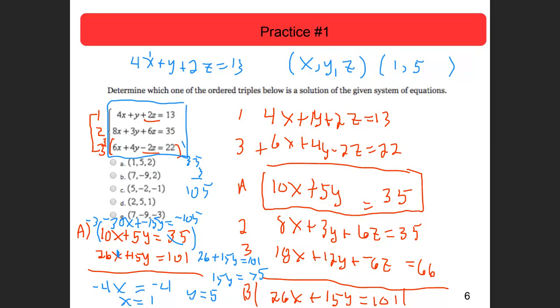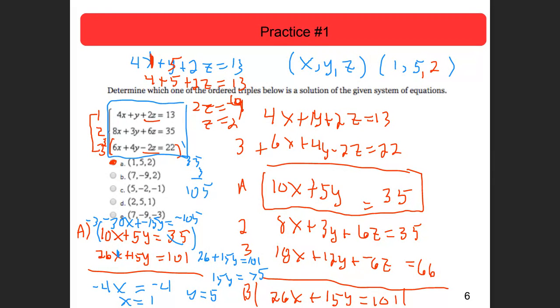I'm going to put 1 in for x, and I know my y value is 5. So 4 times 1 is 4, plus 5 plus 2z is equal to 13. That's 9. I'm going to subtract 9 off of both sides, so 2z is equal to 4. So z is equal to 2. So my answer should be 1, 5, and 2.